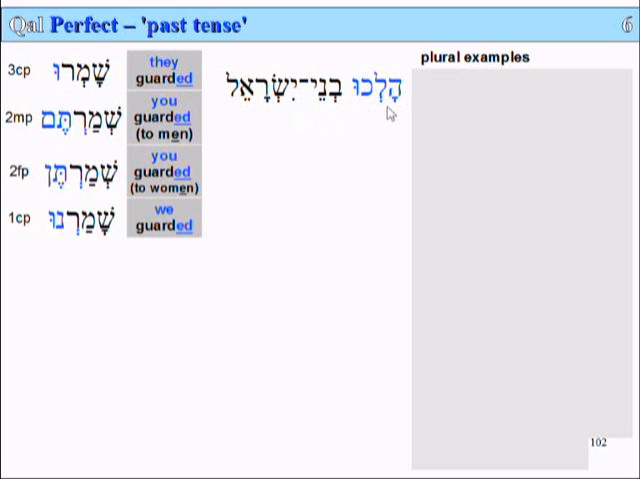So here, Halchu V'nai Yisrael. B'nai Yisrael is the children of Israel, or the sons of Israel. Halachu means they walked. So here's the verb form. It's the third person common plural. So the sons of Israel, they walked. Halchu V'nai Yisrael. Okay, let's have a look at another example.